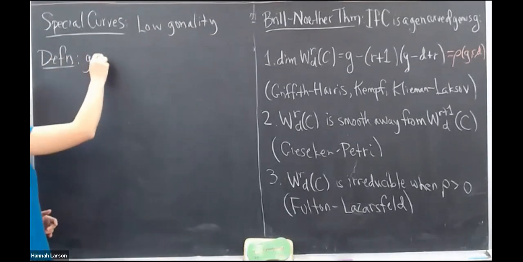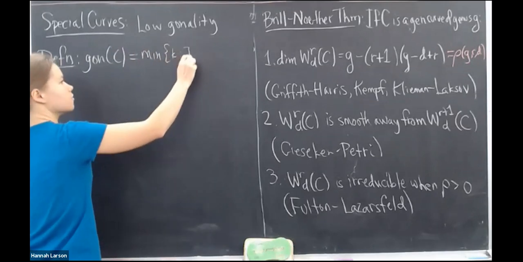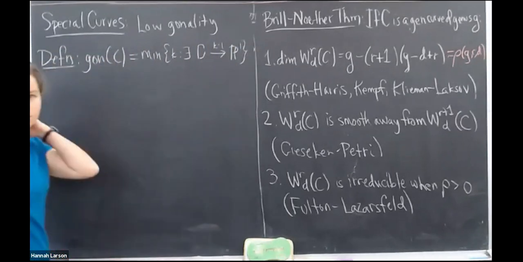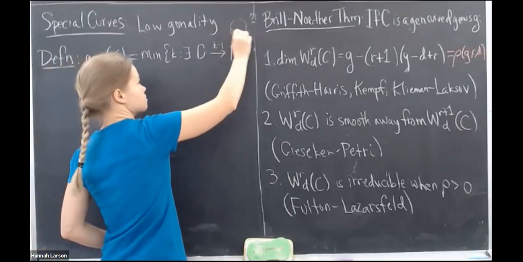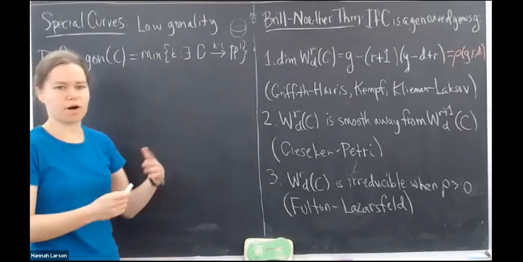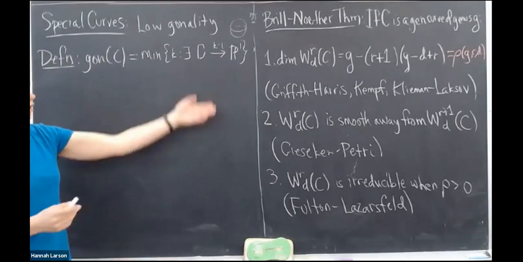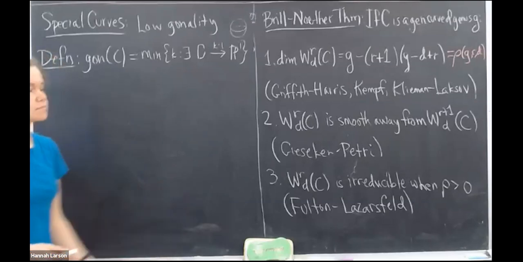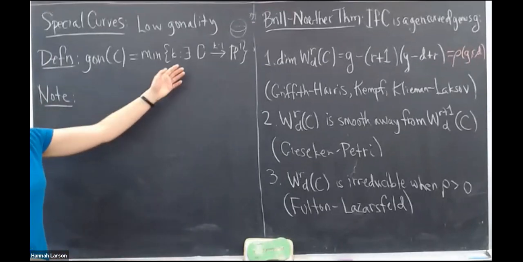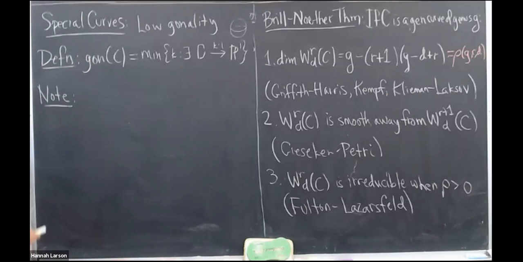Let me start by defining the gonality of a curve C. It's the minimum degree of a map of my curve to P^1. I think of P^1 as being, in some sense, the simplest curve. And so gonality is some measurement of how far away from P^1 is my curve. And now another notion of how far away from P^1 is my curve is the genus of the curve. And it turns out that in general, for general curves, these two invariants, the gonality and the genus, are nicely related.